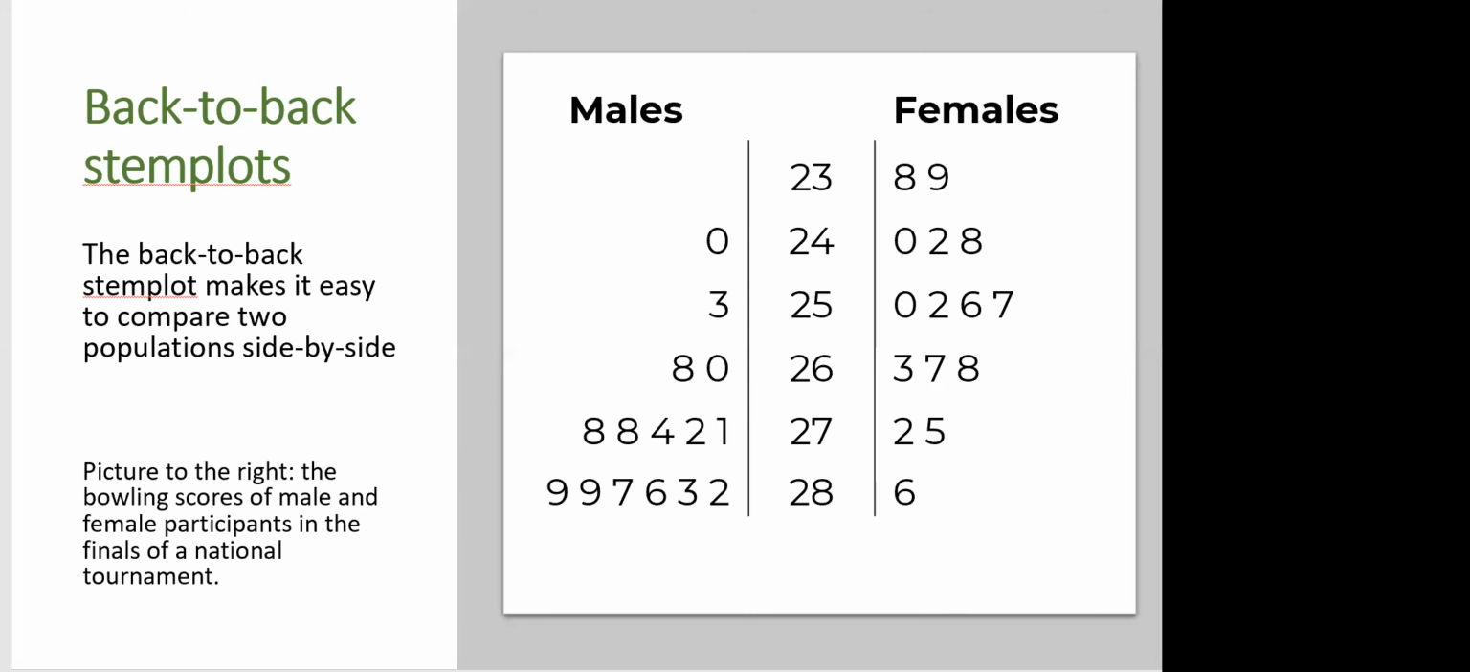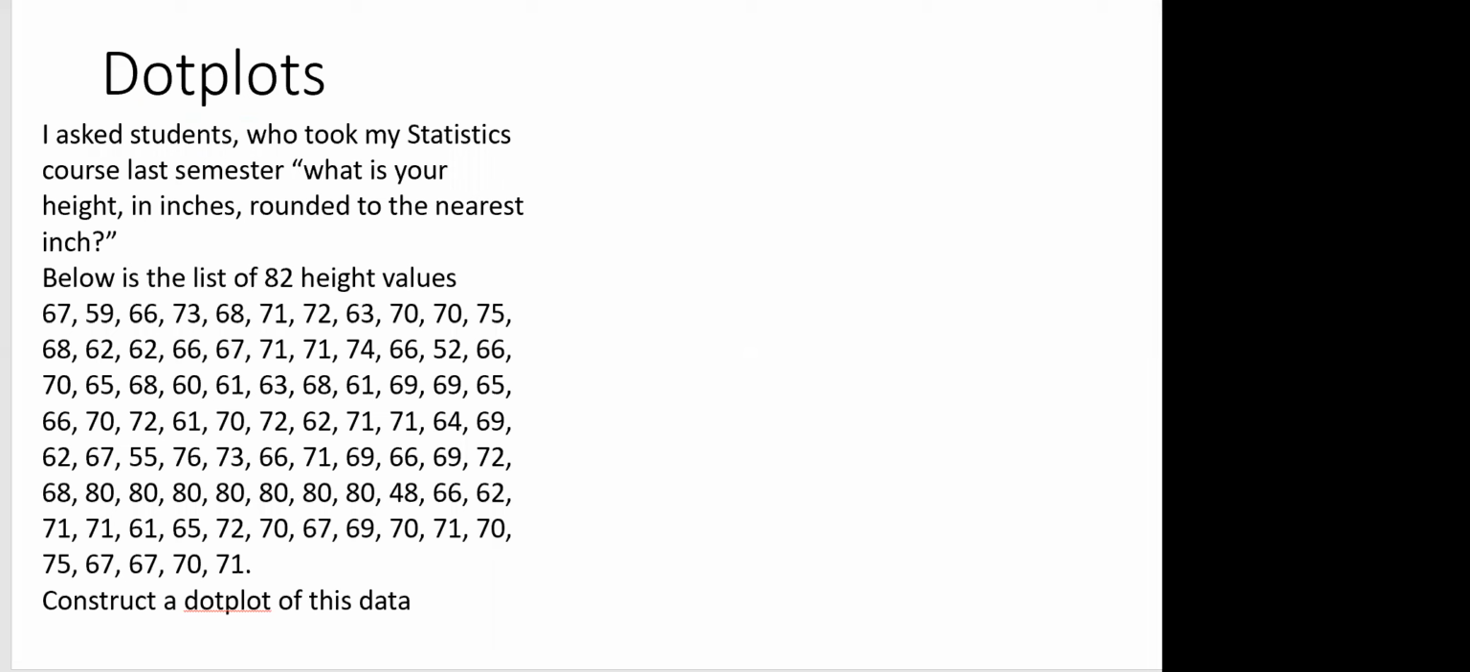So let's move on. Another graph that also shows the shape of the distribution very well and still preserves all the original data values in a set is a dot plot. Let's see how to construct a dot plot. Here's a data set you've already seen before. I asked students who took my stats course last semester, what is your height in inches rounded to the nearest inch? And I got my result. Let's construct this dot plot.